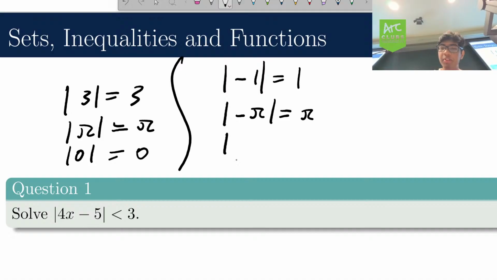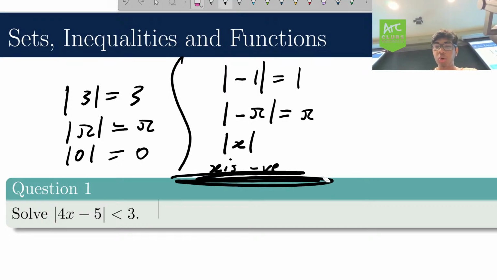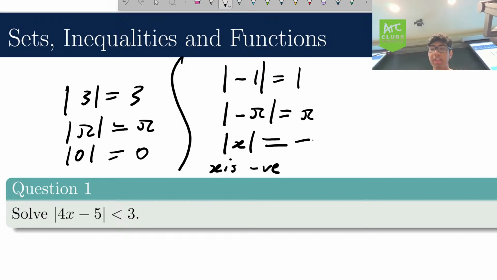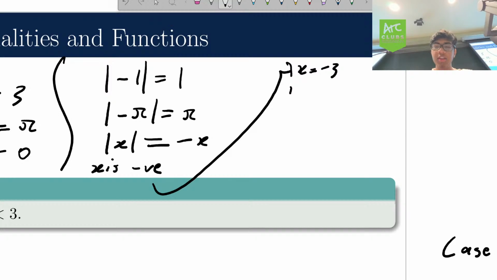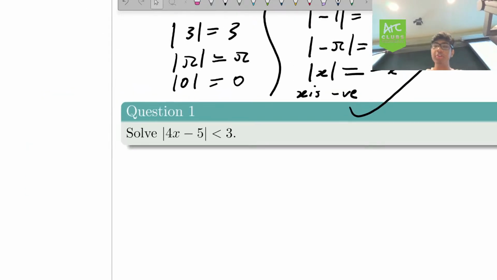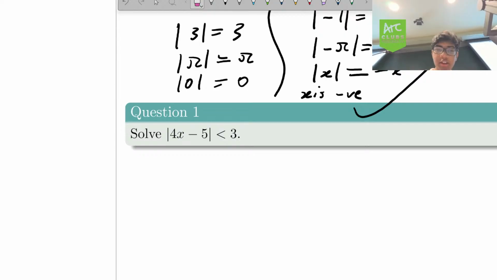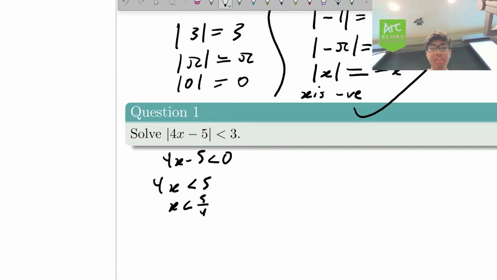And that applies for a variable as well. Let's say this is absolute value of x. If I know x is negative, if I know this for sure, then the absolute value of x would be negative x. Because let's see a value. If x was -3, the absolute value of -3 would be 3, which is -1 times -3. So we're going to use that same principle here. Let's consider, what if my 4x minus 5 was negative, right? So I guess that would be equivalent to saying 4x less than 5, x less than 5/4.